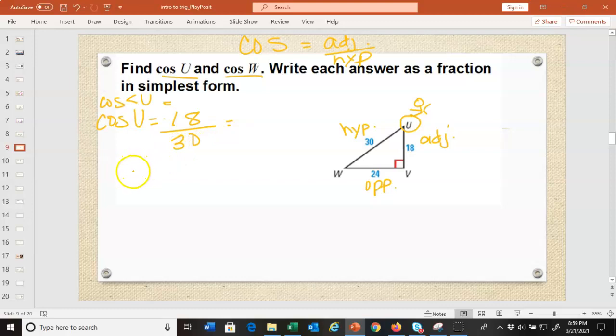And these can definitely be reduced, right? I think by 6, right? 18 divided by 6 is 3, and 30 divided by 6 is 5. I think we could just reduce that whole triangle probably to a 3, 4, 5, huh? Yeah, you could even do that from the beginning.